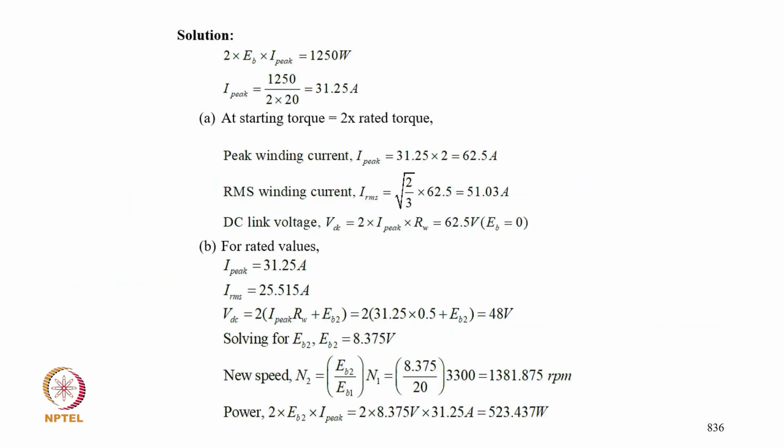Coming to the solution, 2 into EV P equal to 1250, IP comes 31.25. At starting torque, twice the rated, the peak current IP comes 62.5, RMS winding current root 2 by 3 into IP, 51.03. DC link is 2 into IP RW, that comes 62.5 volt. And for rated values, IP equal to 31.25, RMS 21.1, VDC equal to 2 into IP RW plus EB2, 48 volt. So solving for EB2, 8.375. Now the speed, EB2 into N1 upon EB1, it comes 1381.875, and power equals EB2 into IP, equal to 523.47 watt.